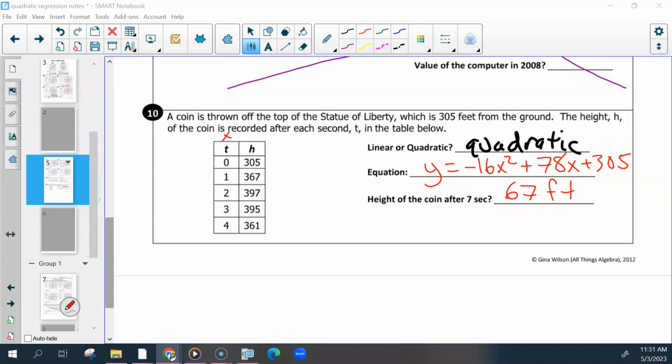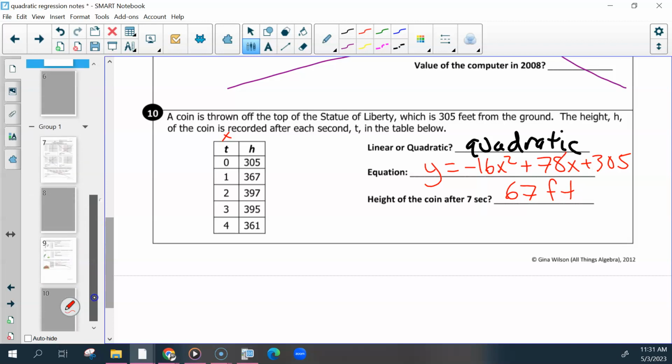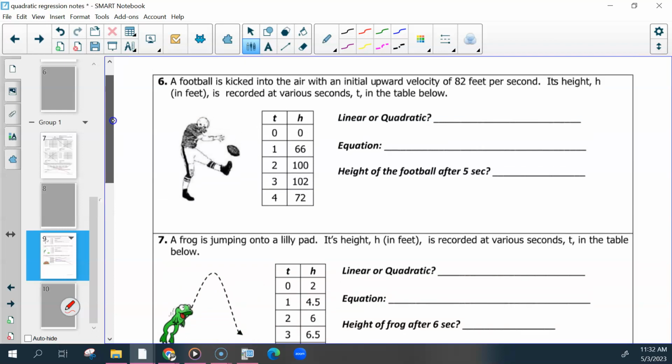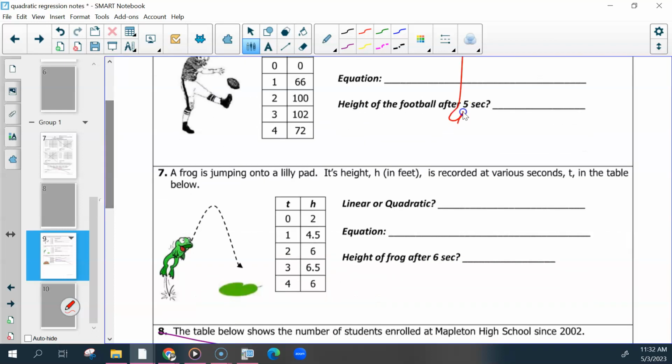8's going to be linear because it's dealing with years, so we're going to go do that one. So between 6 or 7, we can do 6. 7, you know, is going to be quadratic because it's showing that U shape. 6, you have to think about a football. If it's kicked into the air, gravity makes it come down eventually. So it's going to make that U shape. It might not look like it exactly, but it will eventually make that U shape. So this will be quadratic.